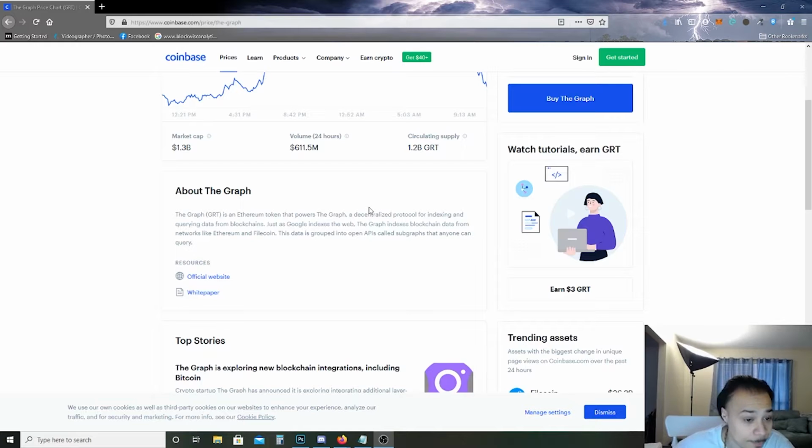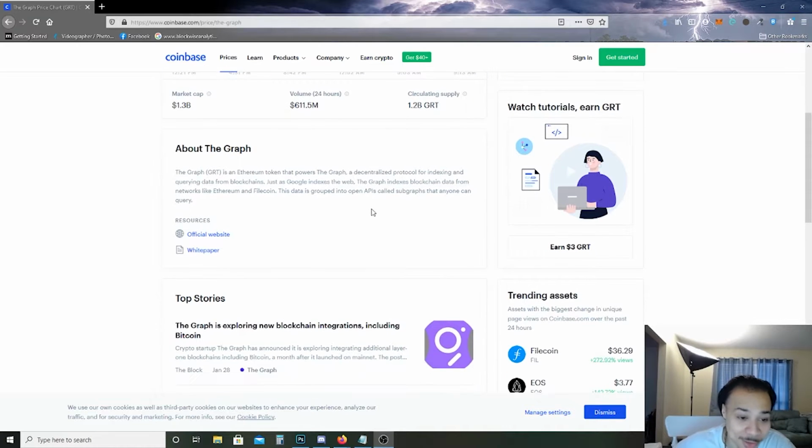About the Graph: GRT is an Ethereum token that powers The Graph, a decentralized protocol for indexing and querying data from blockchains. Just as Google indexes the web, The Graph indexes blockchain data from networks like Ethereum and Filecoin. The data is grouped into open APIs called subgraphs that anyone can query.